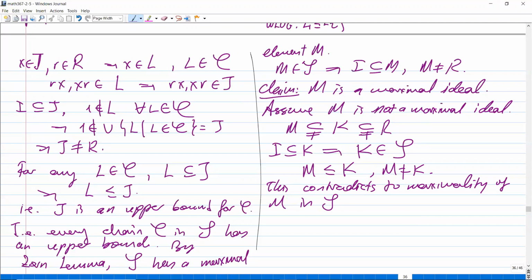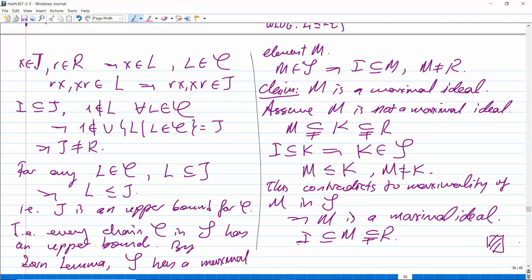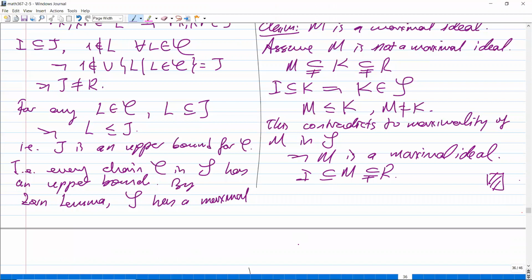So we show that if M is not a maximal ideal, then it cannot be a maximal element. Therefore, M must be a maximal ideal, and also I is contained in M. Okay, that's the end of the proof. By using Zorn's lemma, we showed that every ideal is contained in a maximal ideal. So ideal I is contained in the maximal ideal M.